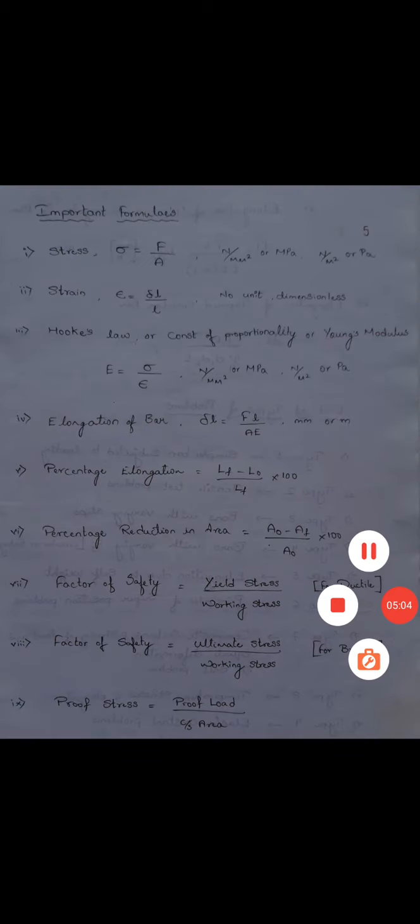Next, sixth one, percentage reduction in area. As you know, when the bar is pulled, its lateral area progressively gets reduced. This percentage reduction can be found by the formula AO minus AF whole upon AO into 100, where AO is the original area before being loaded and AF is the final area after being loaded, after elongation. So we get the percentage reduction in area.